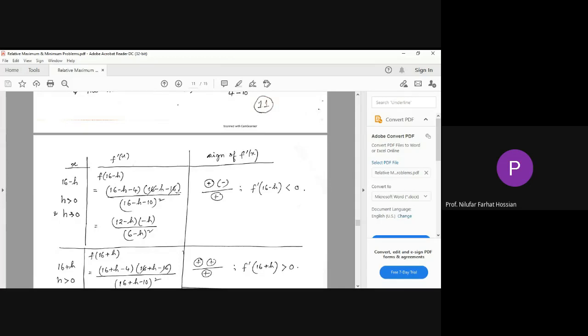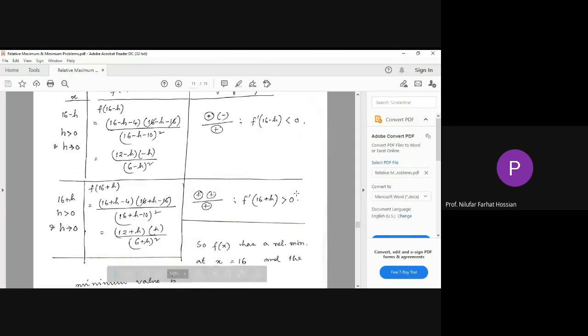the factor was x minus 16. Yes, the factor was x minus 16, and the value of x is 16 minus h. So 16, 16 cancel out. It is 12 minus h into minus h. This will be positive and this will be negative. So positive into negative divided by, there is a whole square, so definitely it will be positive. So ultimately it is negative.